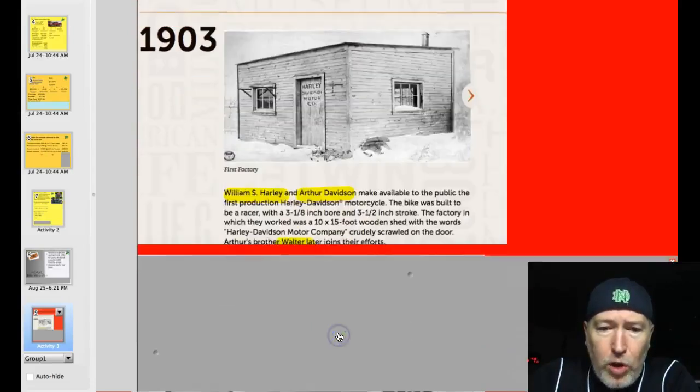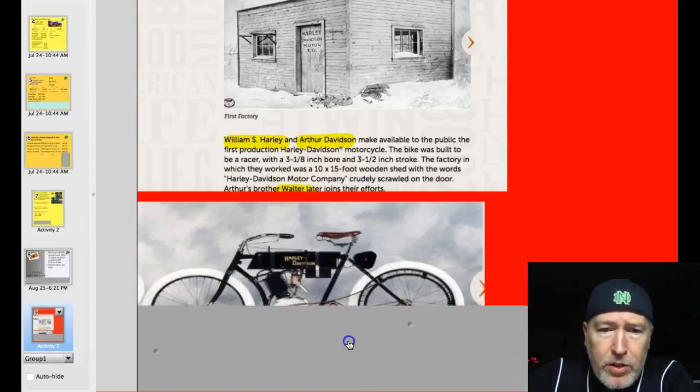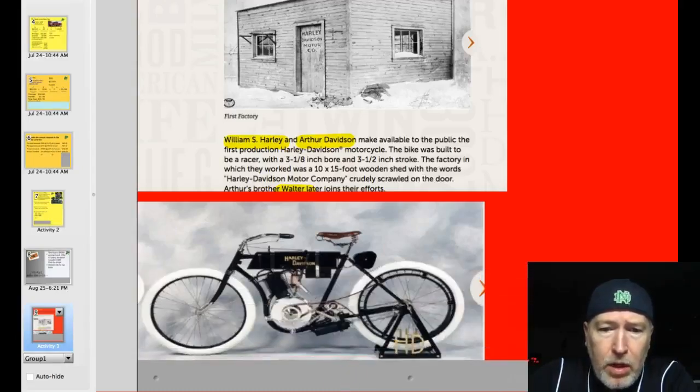Later, their brother Walter joins in. He's also a Harley. Sorry, he was a Davidson. Sorry, Walter Davidson. Here, take a look at it. Pretty cool, huh? Imagine riding that to school. Tell you what, I'd rather have that sitting in my living room or in a museum, because that is worth a lot of money. That's the first Harley Davidson motorcycle. Just a bike with a motor.